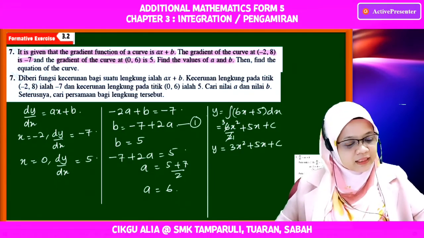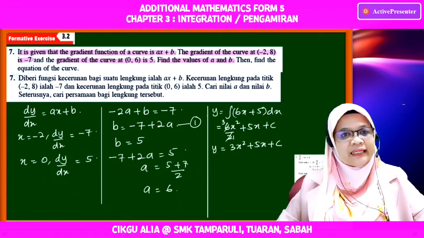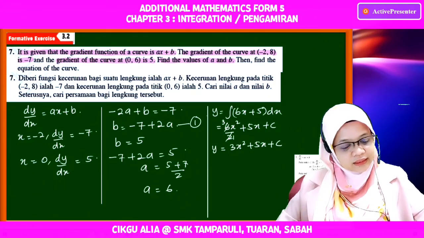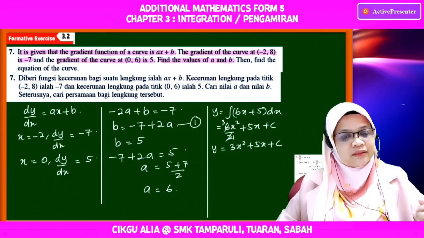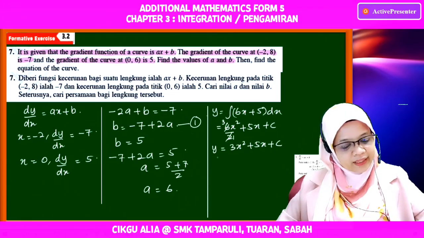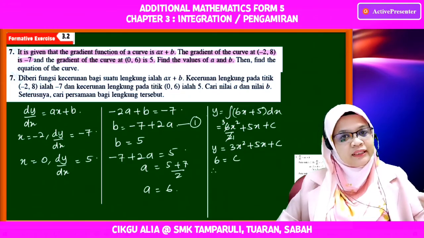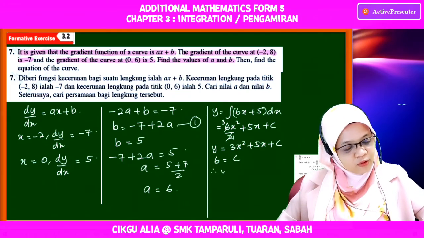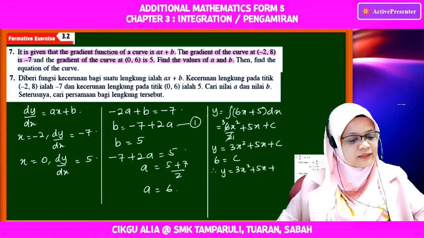So now we can get the value of c by substituting any points given. So kita pilih the point (0, 6), means that when y equals 6, then x equals 0, then c equals 6. Okay, therefore the equation of the curve is y equals 3x squared plus 5x plus 6.